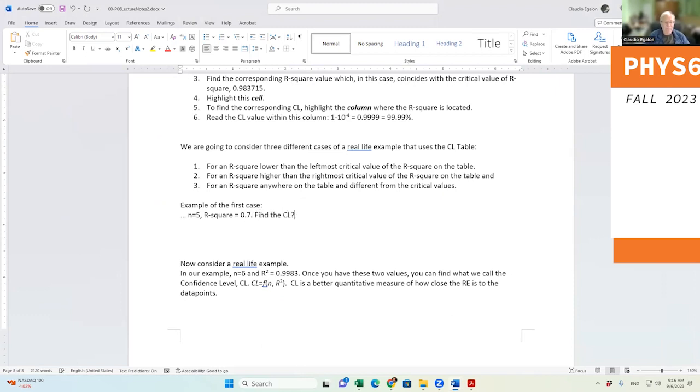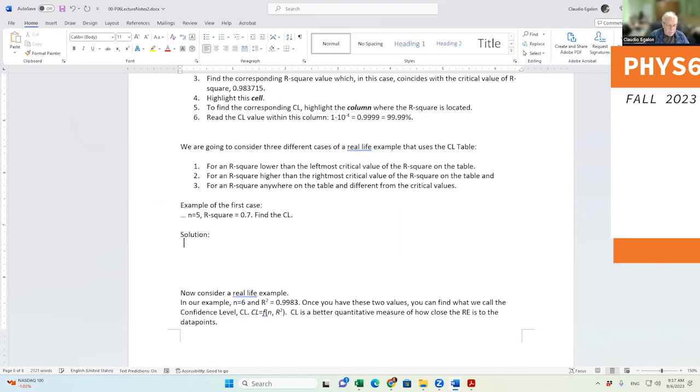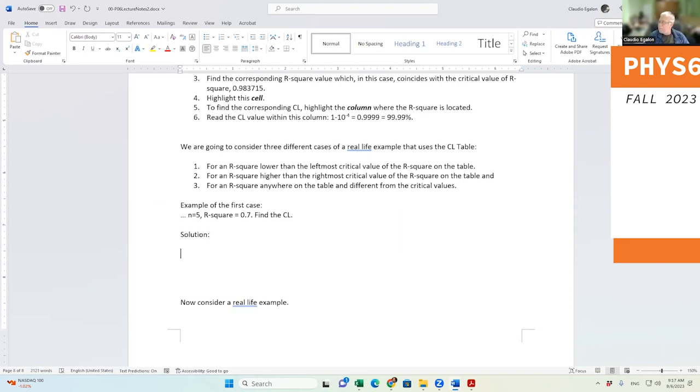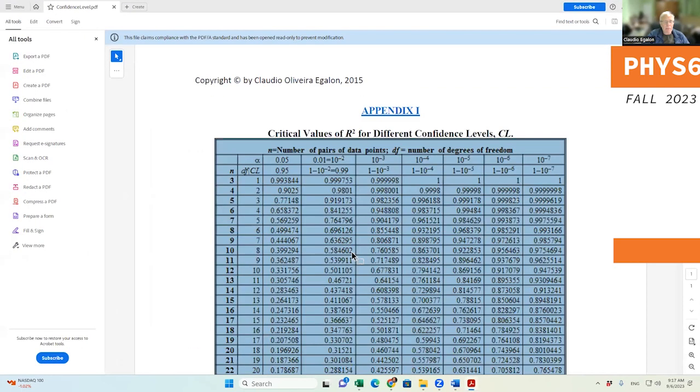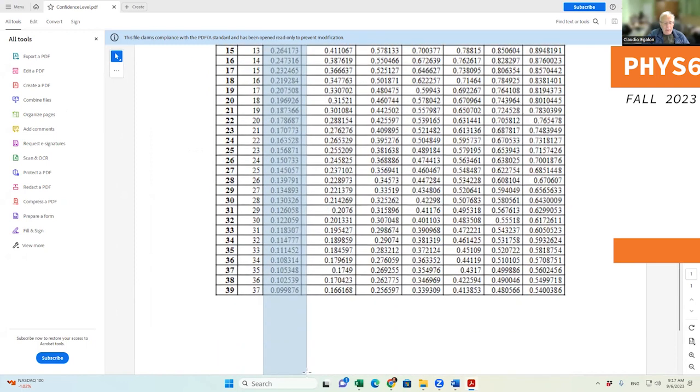Find the CL. Okay. So going back to our table, right? 0.7, n equal to 5, R square equal to 0.7. So notice that my table ends right here.